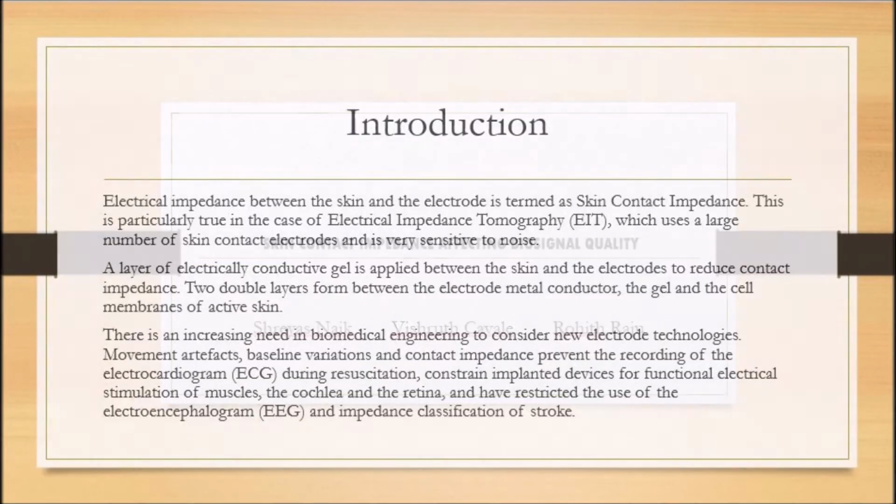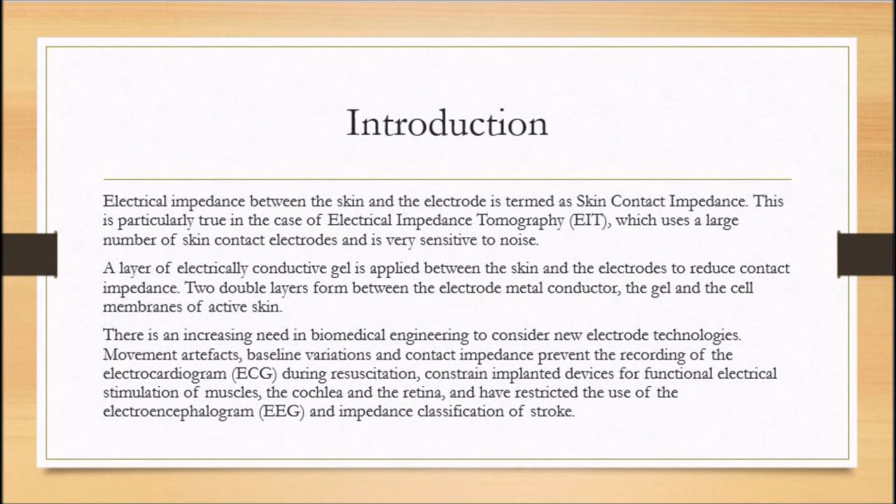So basically, skin contact impedance is nothing but the electrical impedance between the skin and the electrode. This is particularly true in the case of electrical impedance tomography, that is EIT, which uses a large number of skin contact electrodes and is very sensitive to noise. There is an increasing need in biomedical engineering to consider new electrode technologies.